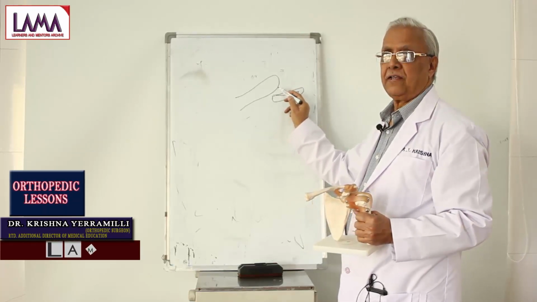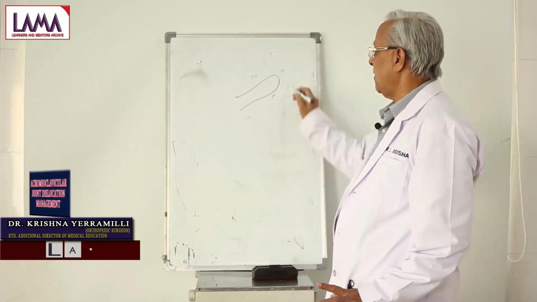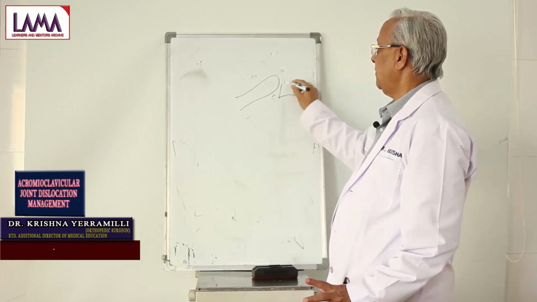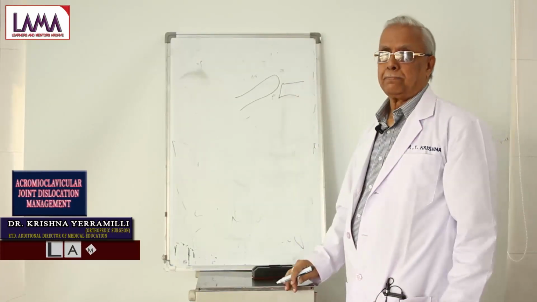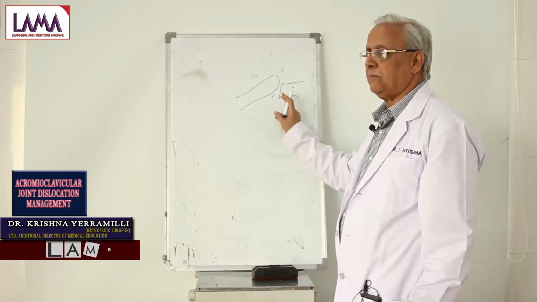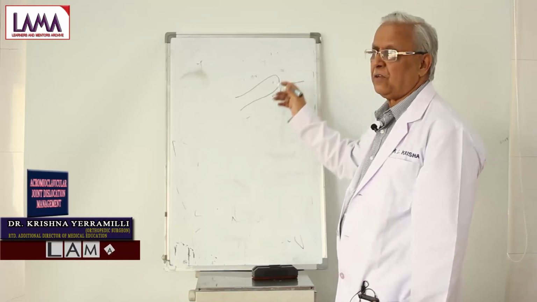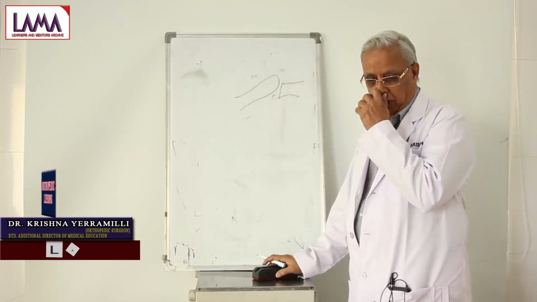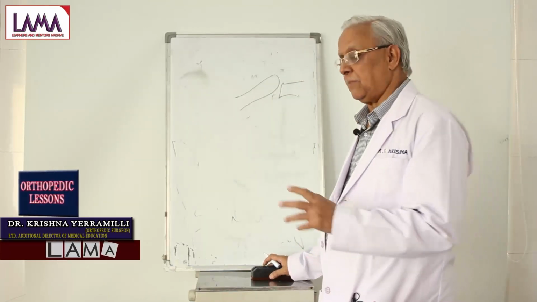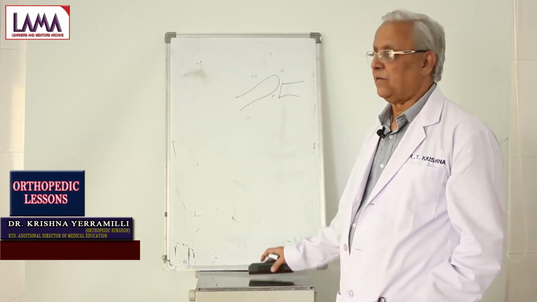And sitting here. Sometimes it does not happen like that. The outer end of the clavicle partially comes out from the acromion. So here, if it partially comes out, it is only a subluxation, whereas if it completely goes out, then we call it a dislocation. Or sometimes people may grade subluxation as 1, 2, 3 and so on.